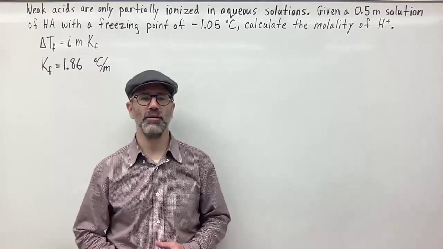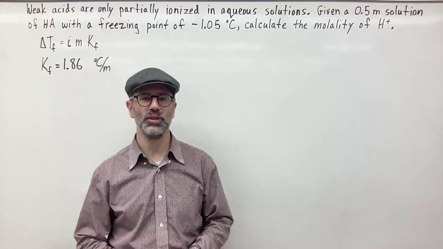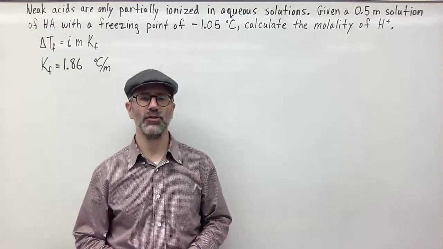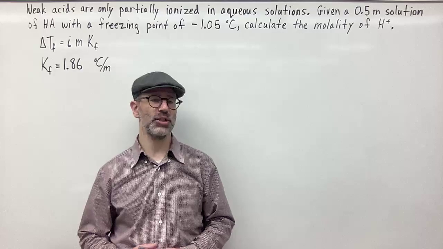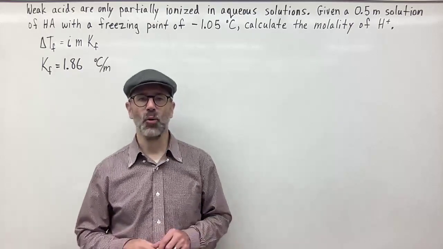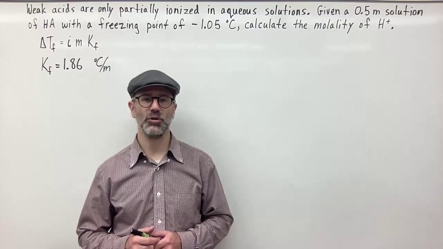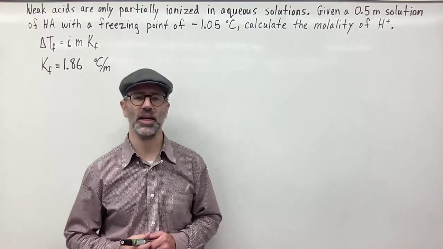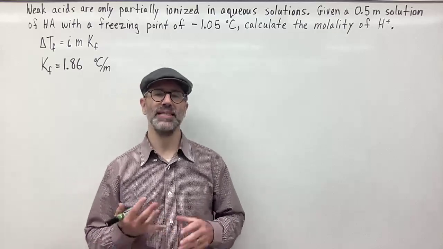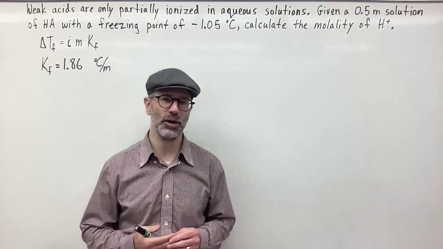So in this problem we're given that weak acids are only partially ionized in aqueous solutions. Given a 0.5 molal solution of HA, which is your generic formula for a weak acid, with a freezing point of negative 1.05 degrees Celsius, calculate the molality of H plus. So what we're given here is a 0.5 molal solution. So this is kind of like molarity, right?